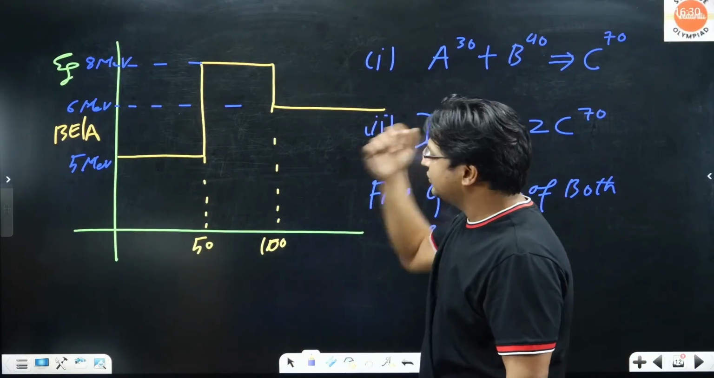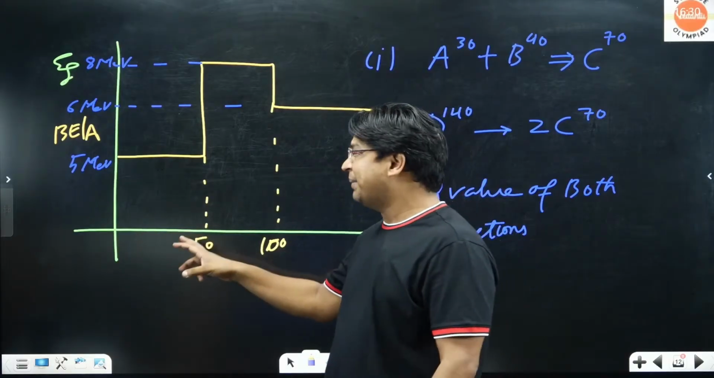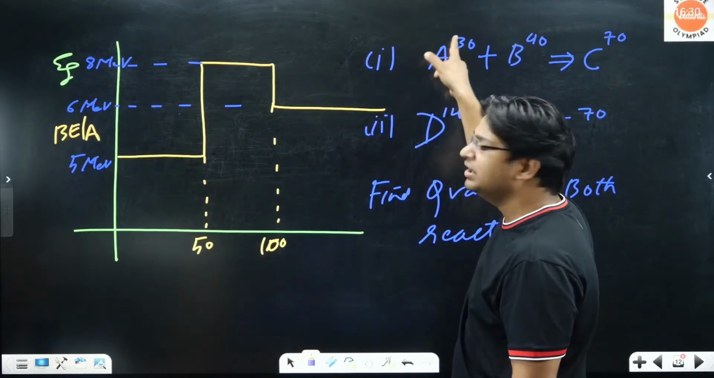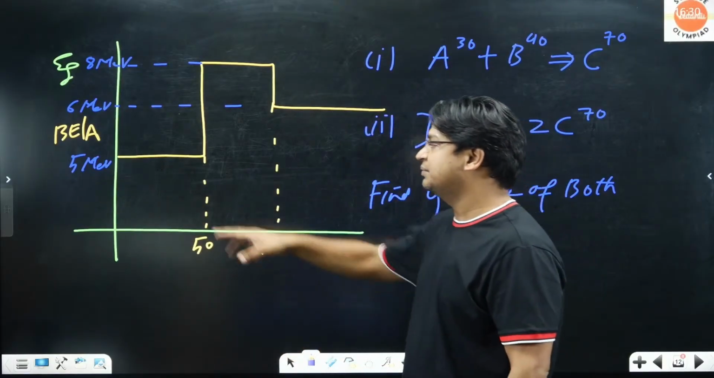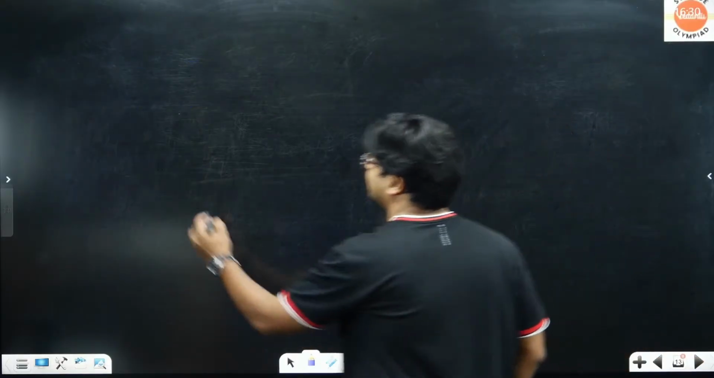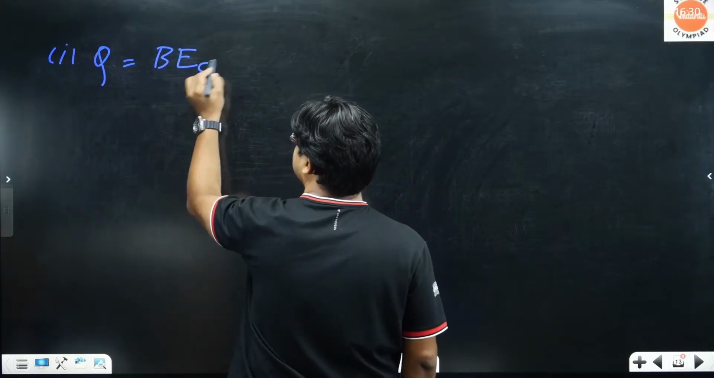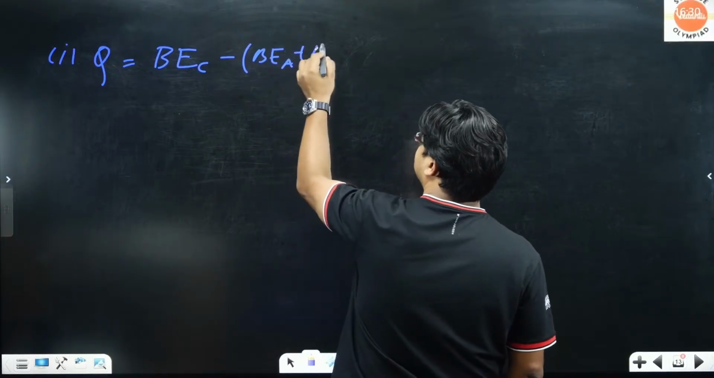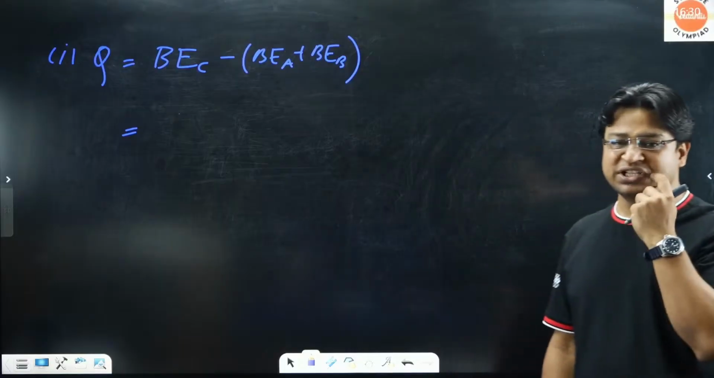So for any nuclei with a mass number up to 50, the binding energy per nucleon is 5 MeV. So even for A, which has a mass number of 30, the binding energy per nucleon is 5, and therefore the binding energy would be 5 into 30. Now if I want to write the Q value of the first reaction, I will write the binding energy of C, the product, minus the binding energy of A plus the binding energy of B, and we will read the value of the binding energy of C in the same manner.